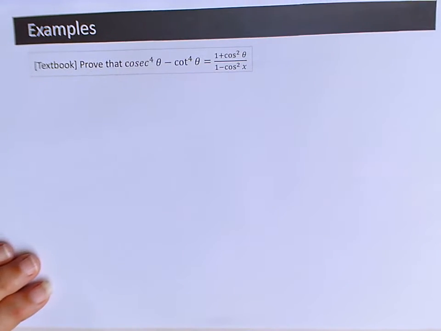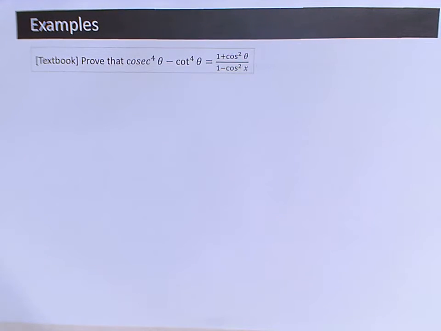So here, prove that cosec theta to the power of 4 minus cot theta to the power of 4 equals 1 plus cos squared theta over 1 minus cos squared x. Now, immediately, I think something's gone a bit wrong there. That shouldn't be an x, it should be a theta. So we need to sort that out.